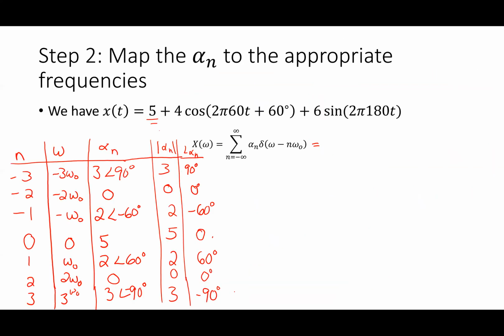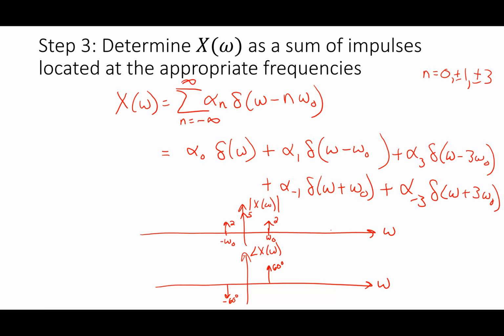Now at 3 omega naught, what's my magnitude? Well, at 3 omega naught, it's 3 with an angle of negative 90. So over here at 3 omega naught, there's a magnitude of 3 and an angle of negative 90. And then at negative 3 omega naught, you'd have the same height, 3, and the angle would be 90 degrees. This would be minus 3 omega naught, minus omega naught, omega naught, and 3 omega naught. Right? Those are my impulses.